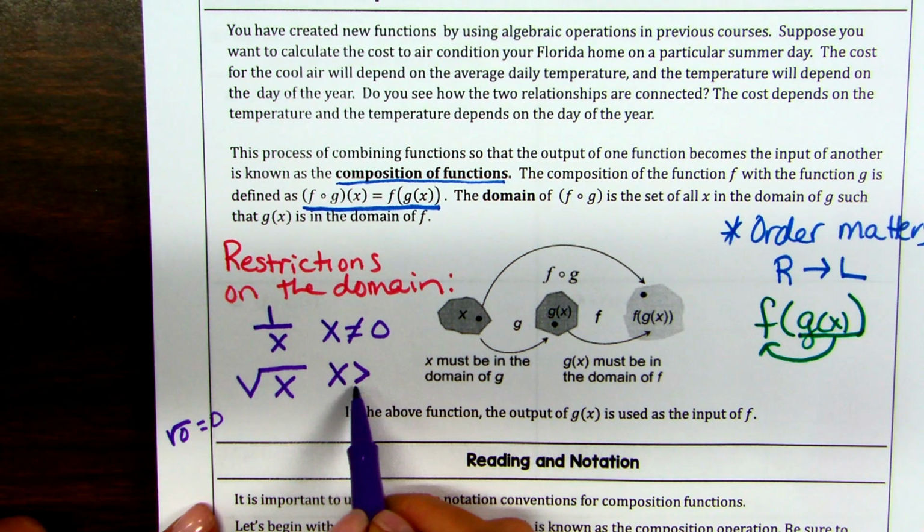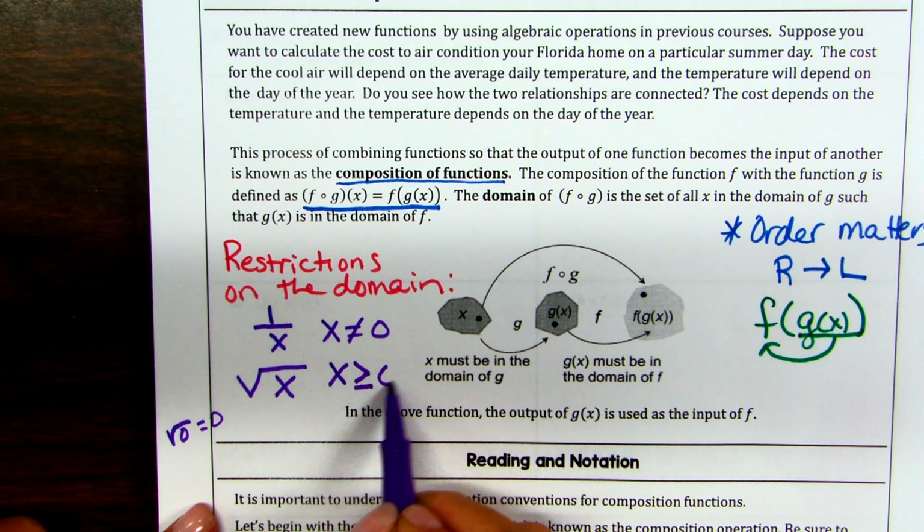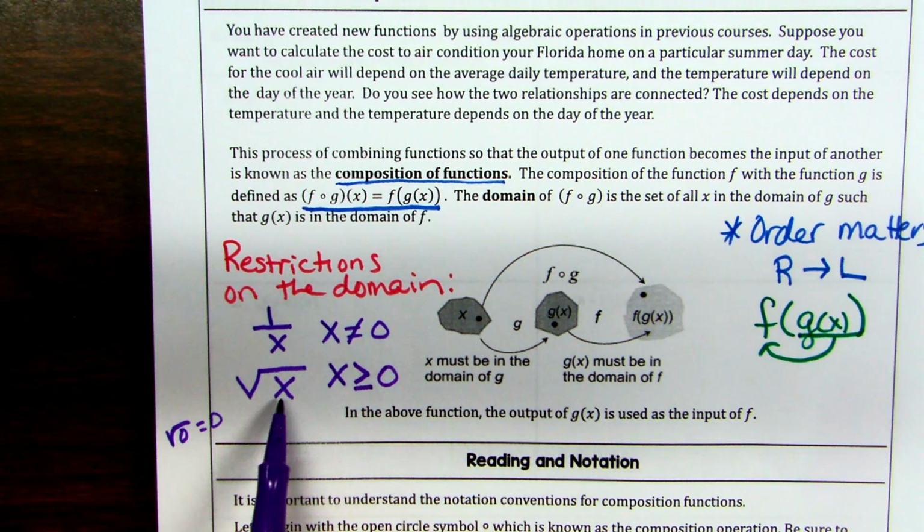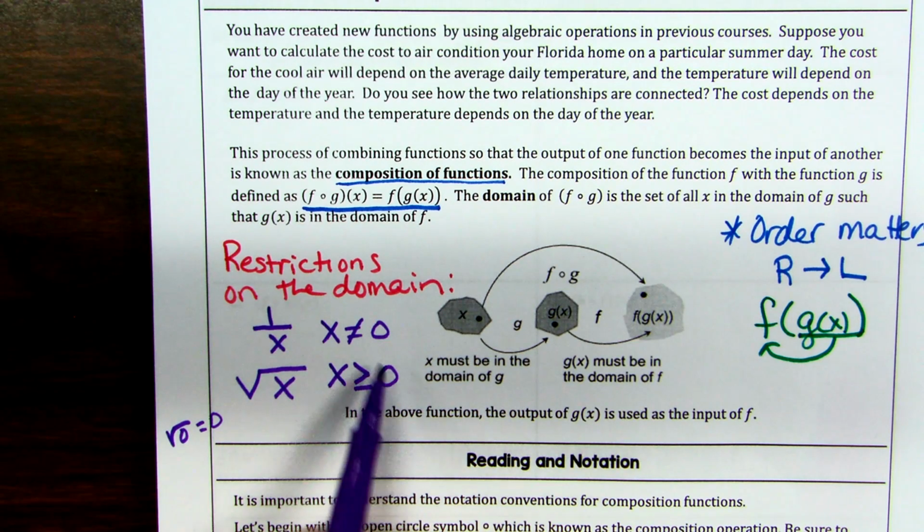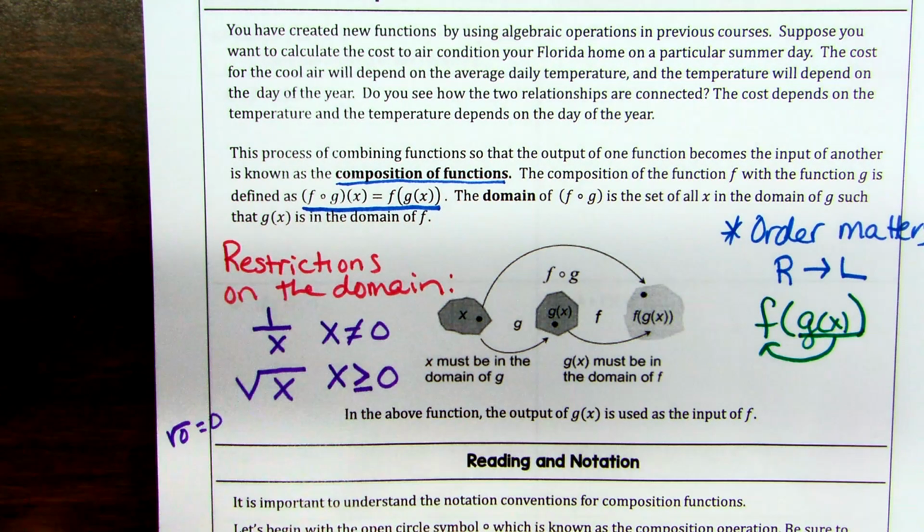So when we have an x under a square root, we just know that x has to be greater than or equal to 0, okay? It can be 0 or anything bigger. That is a way of excluding negative numbers, okay? So I'll cover that when we get to that example, all right?